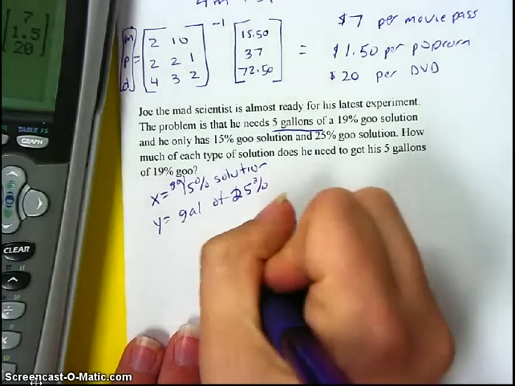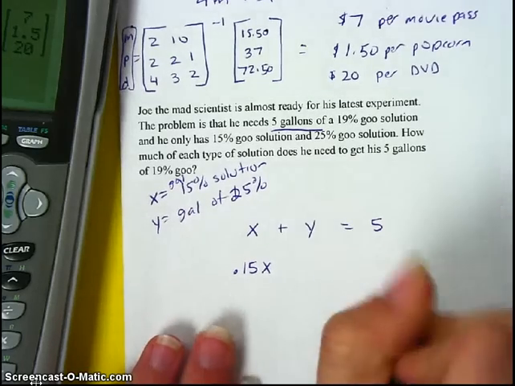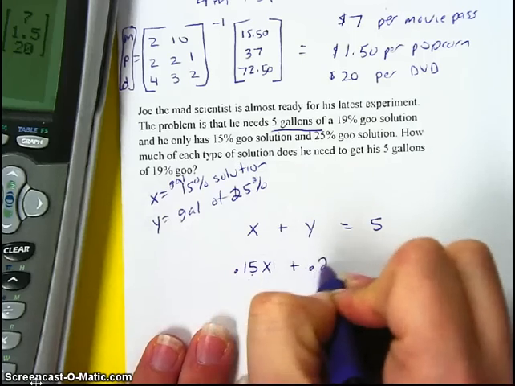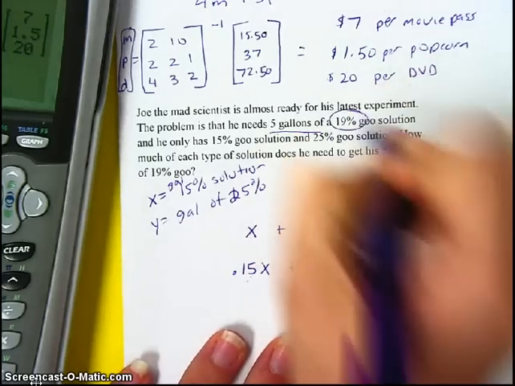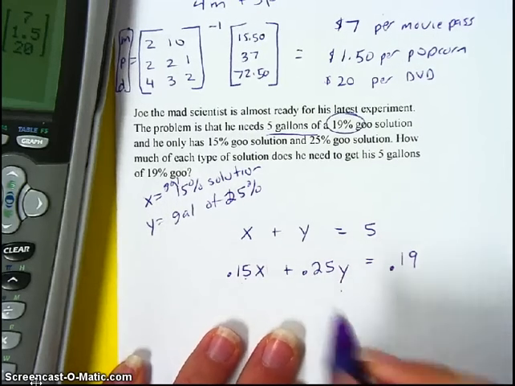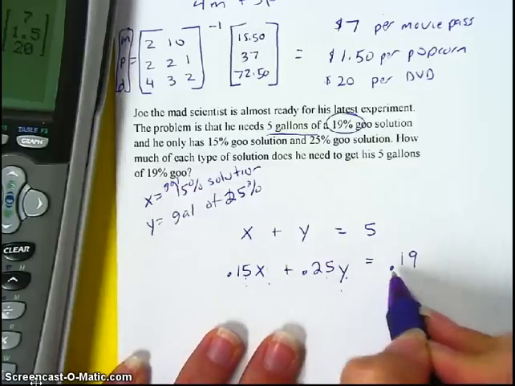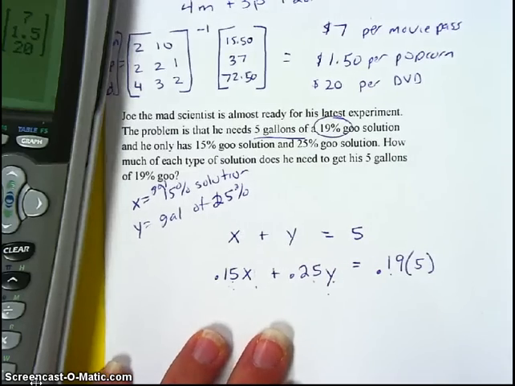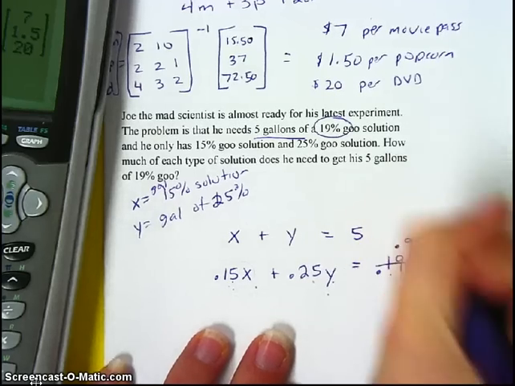Now what we know is we're going to put in 15% times the number of gallons of that 15% solution, plus 25% times the number of gallons of that, and that will equal, we want a 19% solution. So if we set this equal to 0.19, that doesn't really make sense, because it's saying 15% times the number of gallons plus 25% times the number of gallons. This needs to be 19% times the number of gallons, which we know to be 5. So we'll do 0.19 times 5, which when you actually do that, you end up getting 0.95.